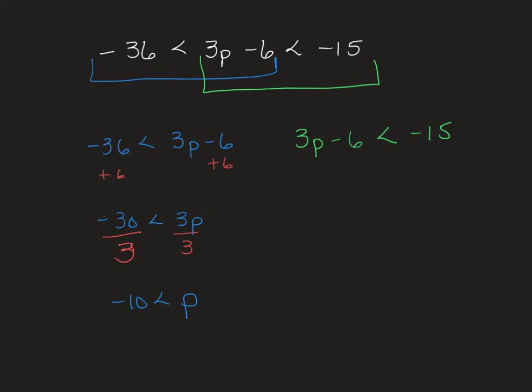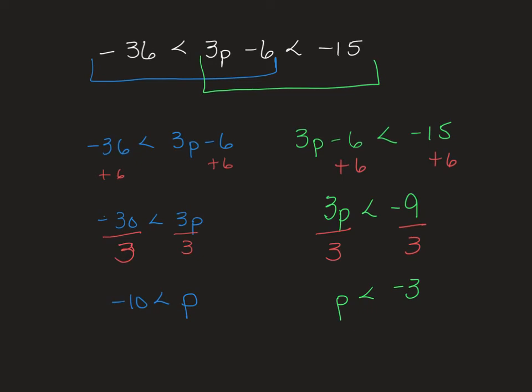So let's go to the green one. We're going to follow the same steps. We're going to add 6 to both sides. 3p is less than negative 9. We're going to divide by 3 on both sides. You're going to get p is less than negative 3. And again, I didn't flip that inequality because the number I am dividing by is not negative.